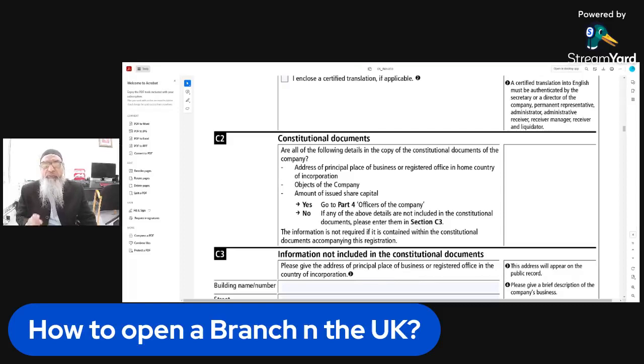Are all of the following details in the copy of the constitutional documents of the company? Number 1, address of principal place of business or registered office in the home country of incorporation. Number 2, objects of the company. Number 3, amount of issued share capital. Then it talks about offices of the company.